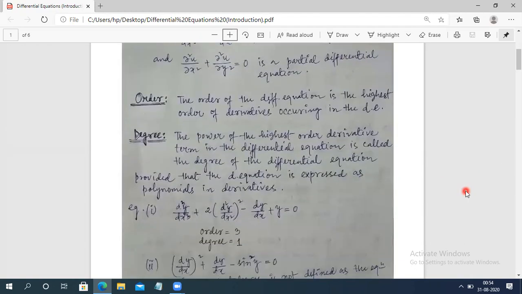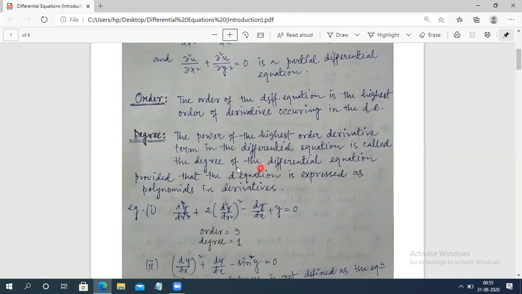Now, what is the order and degree of a differential equation? The order of the differential equation is the order of the highest order derivative present in the differential equation. That is, the order is determined by the highest order derivative present in that equation. And what is the degree? The power of the highest order derivative in the differential equation is called the degree of the differential equation.